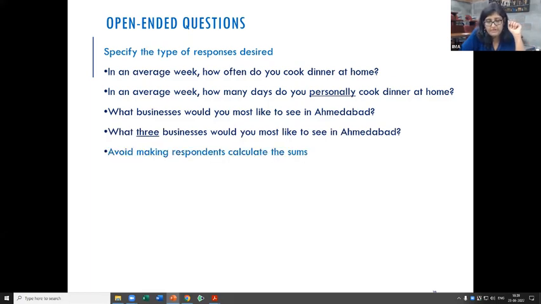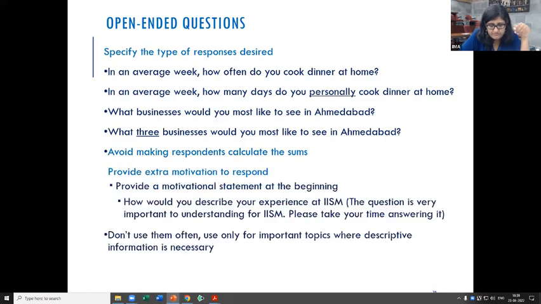Avoid making people calculate sums. So there are questions where you have to say, in a 40-hour work week, what all do you do? Research 20% of the time, teaching 90% of the time, this. You can do this in online surveys where the sums will be calculated automatically. Do not make your respondents do any kind of calculation.